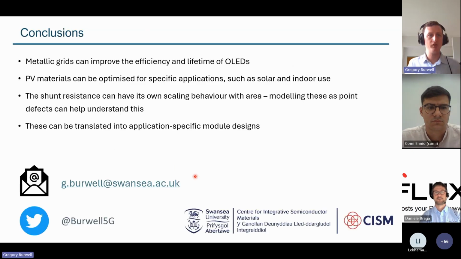So to wrap up then, a couple of conclusions. On OLEDs, monitoring the equivalent sheet resistance of your TCE is very important, and metallic grids are a great way of lowering that sheet resistance. PV materials can be optimized for specific applications such as solar and indoor use. When you look at indoor cells, the shunt resistance can have its own scaling behavior, and modeling these as point defects can help us understand some of the emergent properties of that. And then these can be translated into application-specific module designs.